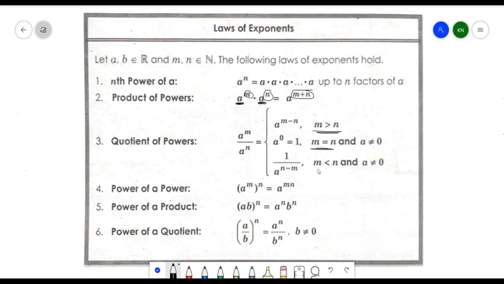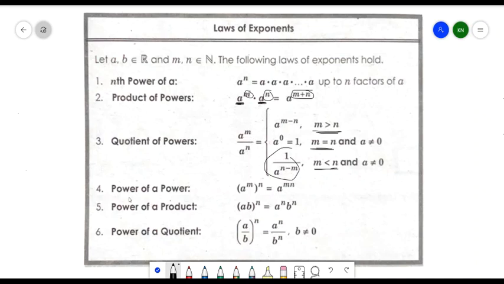And another one is if the value of the exponent of the numerator is less than the value of the exponent of the denominator, then you have to put the answer in the denominator. So that gives us 1 over, copy the base, and then we have n, the exponent of the denominator, minus the exponent of the numerator.